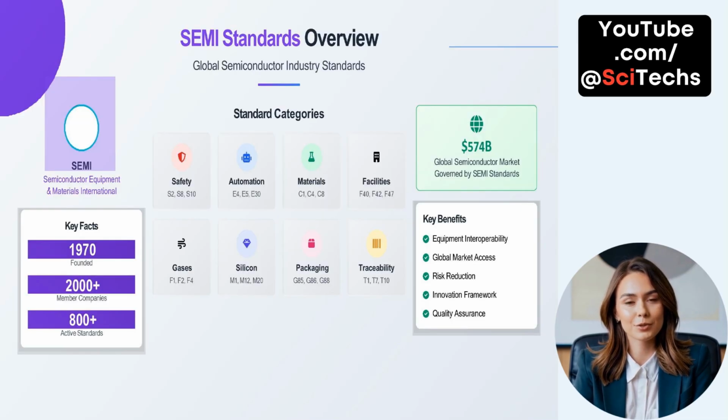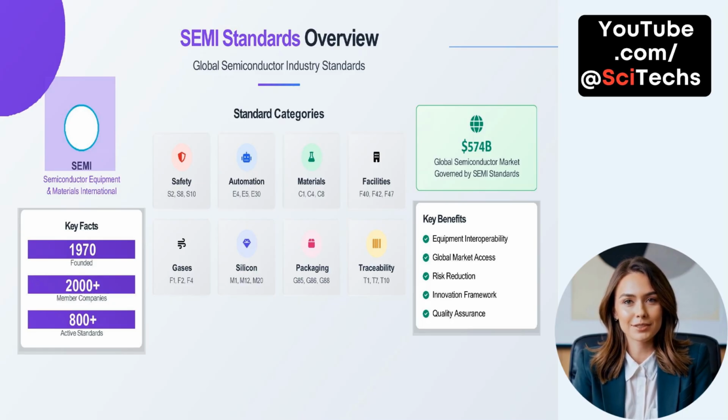SEMI Standards Overview. SEMI, or Semiconductor Equipment and Materials International, is the global organization that establishes vital standards for the semiconductor industry. Founded in 1970, SEMI today connects over 2,000 member companies and oversees more than 800 active standards. These standards span across several categories.